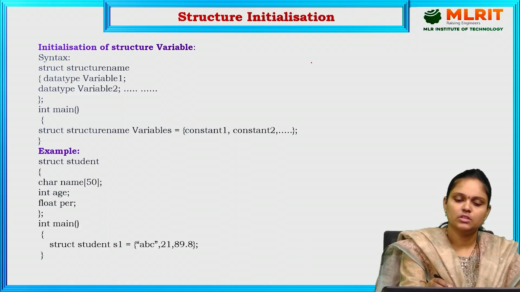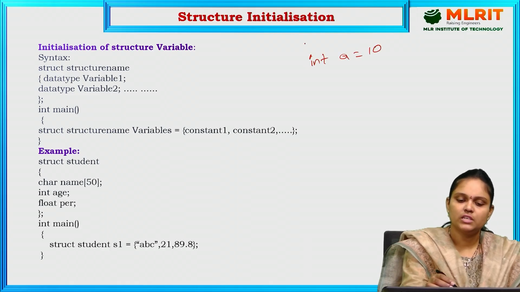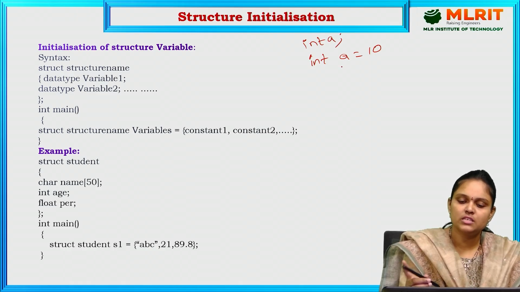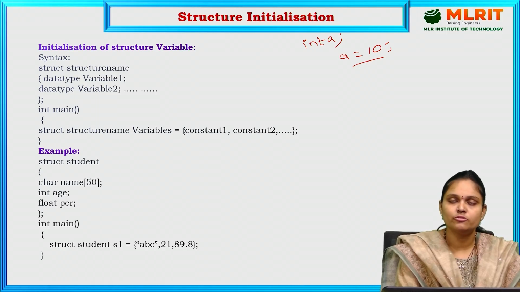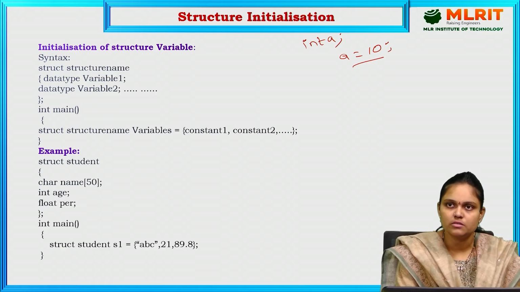Suppose the data type is int a equals 10. If it is int a, then we call it a declaration. If you are giving a equals 10, at that time this is nothing but the initialization. We are giving values to that particular variable. In the same way, we have seen the declaration of a structure and also the declaration of structure variables. Now we are going to see how we can initialize the values of those variables.